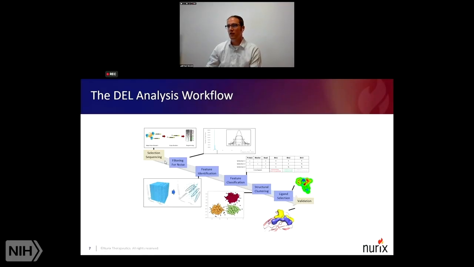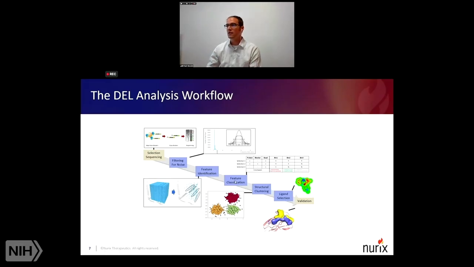Picking up right where Letien's talk left off, given a data set that comes from the sequencer, the first steps that we'll take will be filtering for noise and identifying the structure and the various features within the data set. And after discussing approaches to accomplish those goals, I'll discuss how we can leverage the experimental design of the selection campaign to start assigning activity types or binding modalities to the features and ligands coming out.